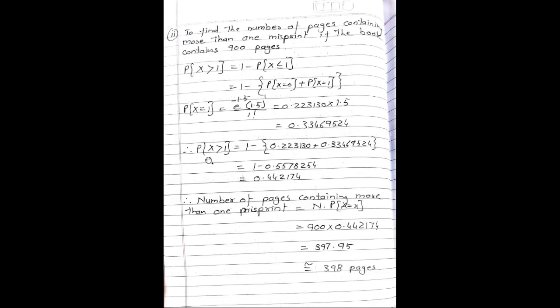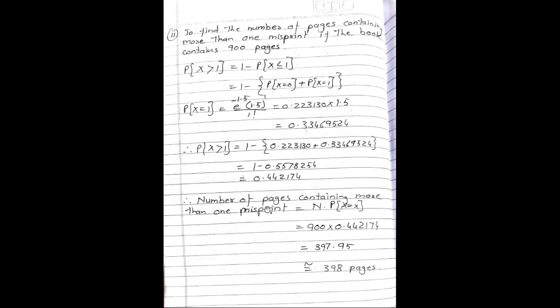So the answer becomes 0.33469524. And therefore probability x greater than 1 we will calculate as 1 minus 0.223130 plus 0.33469524. So the total of these two numbers is 0.5578254. So the answer becomes 0.442174.